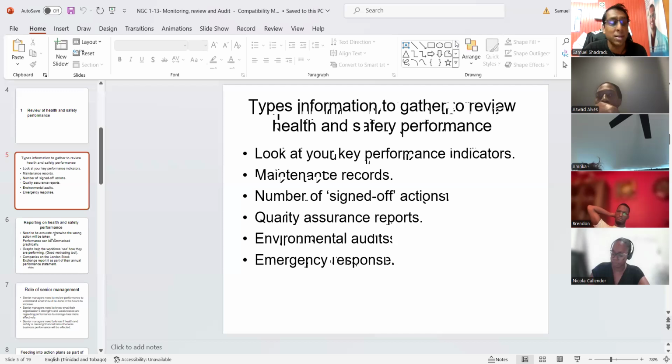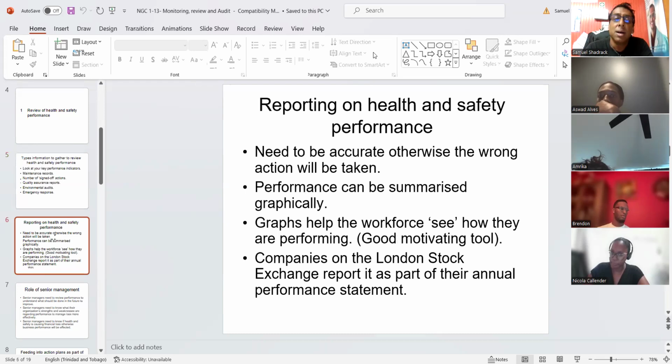If the workers are not hearing the alarm, workers are complaining that maybe the muster point area should have been covered. It's unsheltered, right? All of those are issues you need to work on anyway. Reporting on health and safety performance, you need to be accurate, otherwise the wrong action will be taken.